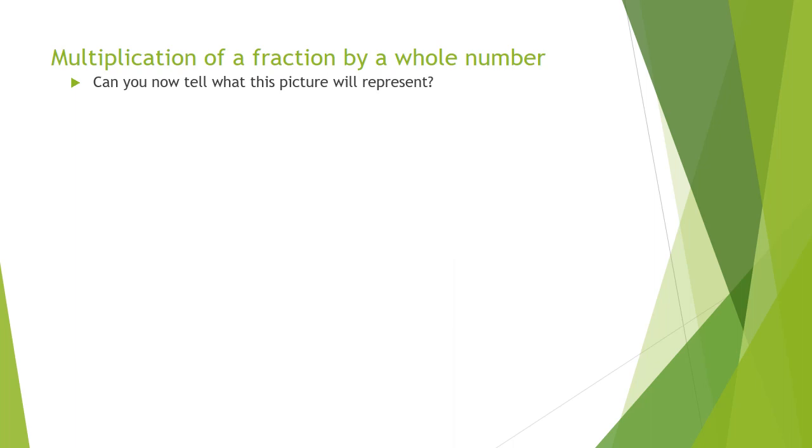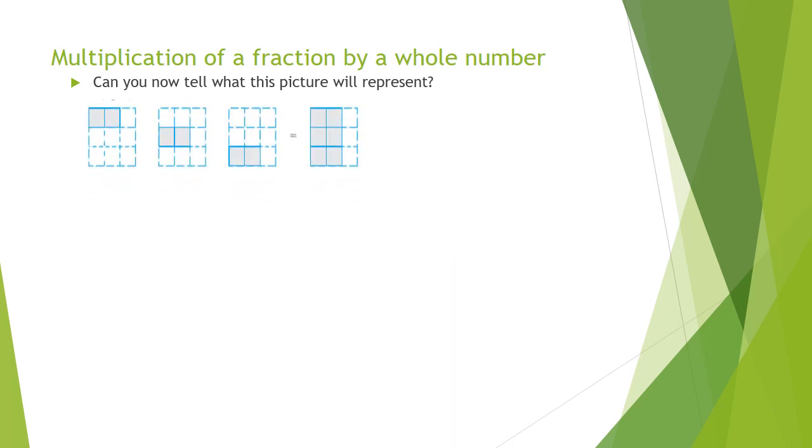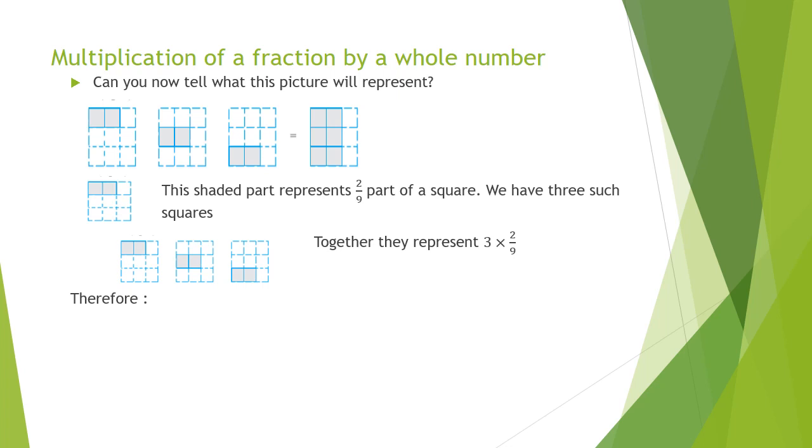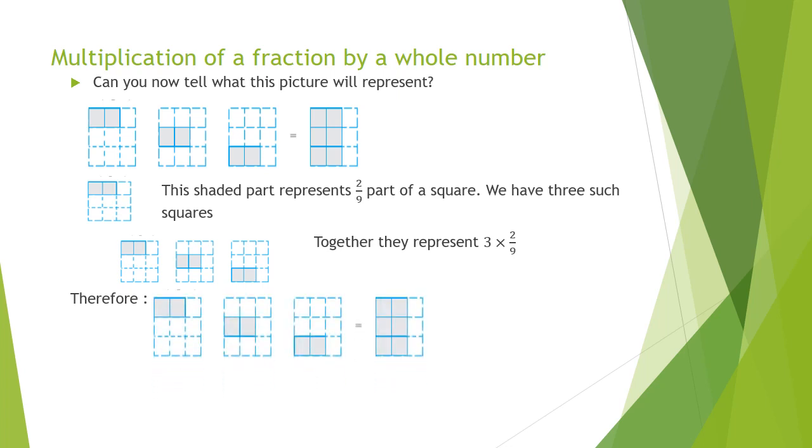Can you now tell what this picture will represent? Here, each shaded part represents 2 by 9 part of a square. We have such 3 squares here. So together they will represent 3 multiplied by 2 by 9. Therefore, the final answer will give 3 into 2 by 9 equal to 6 by 9.